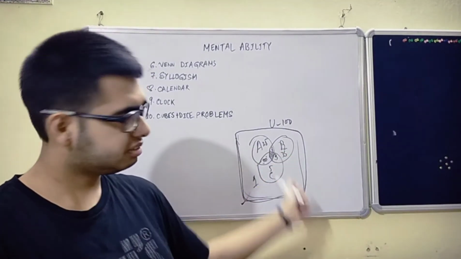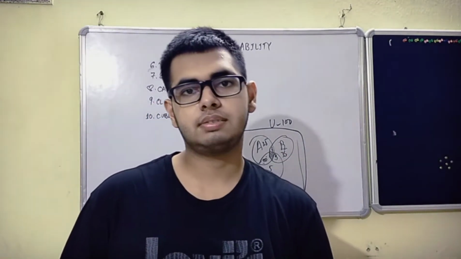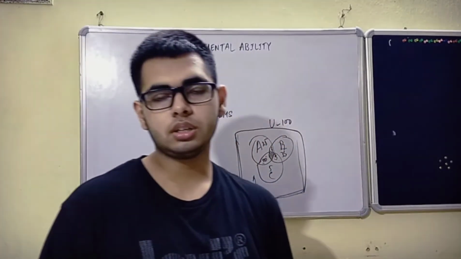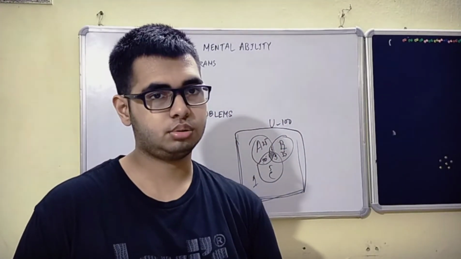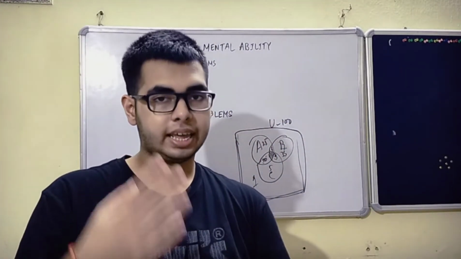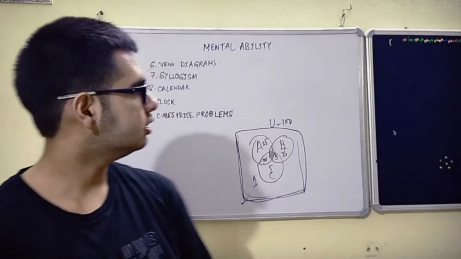And also in Venn diagrams there are paragraph based questions as well, and these are asked in stage 2. So you need to read and scan the information really fast.